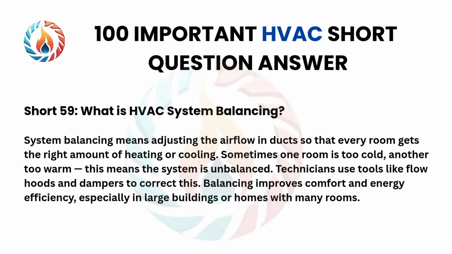Short 59. What is HVAC system balancing? System balancing means adjusting the airflow in ducts so that every room gets the right amount of heating or cooling. Sometimes one room is too cold, another too warm. This means the system is unbalanced. Technicians use tools like flow hoods and dampers to correct this. Balancing improves comfort and energy efficiency, especially in large buildings or homes with many rooms.